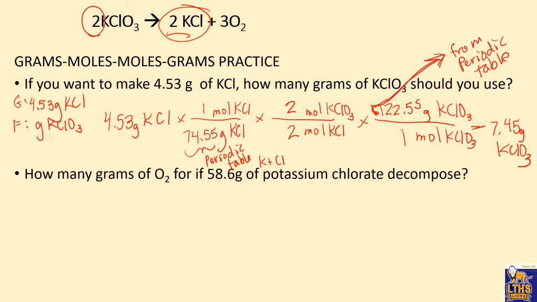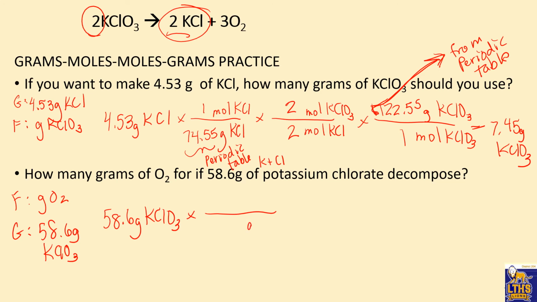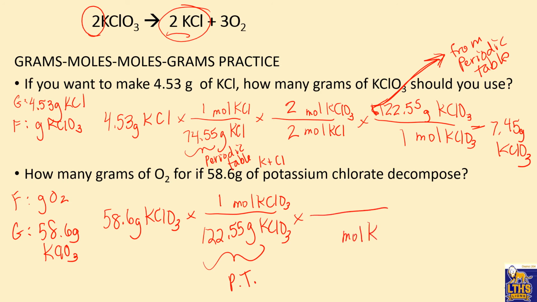Okay, so next question, find grams of oxygen given 58.6 grams of KClO3. All right, so 58.6 grams of KClO3 times, we go to get this from the periodic table, 122.55 grams KClO3 for every mole KClO3. So notice the chemical stays the same, so the number 1 goes with mole, and I go get the grams from the periodic table. Okay. Now, moles of KClO3 can now change into moles of O2.